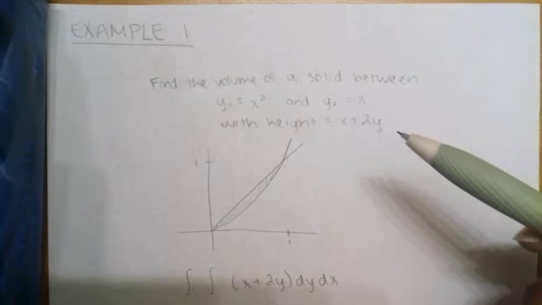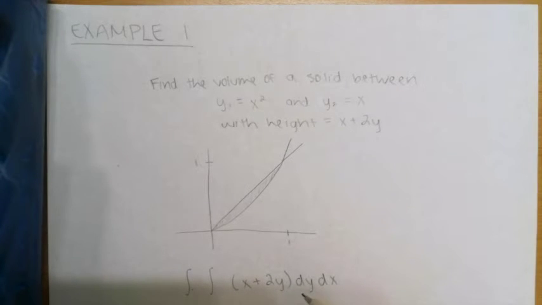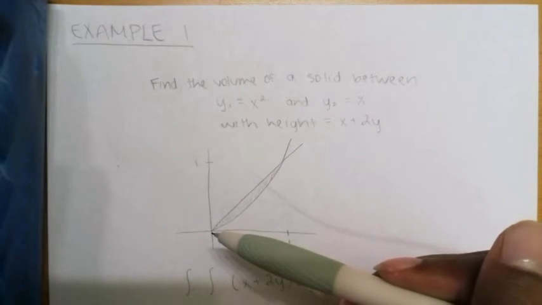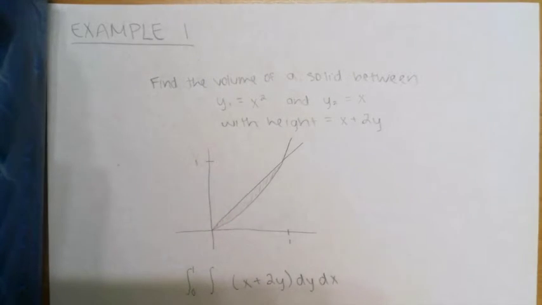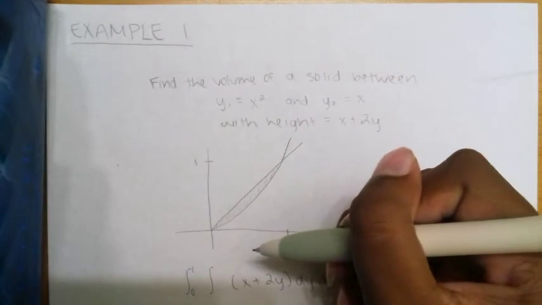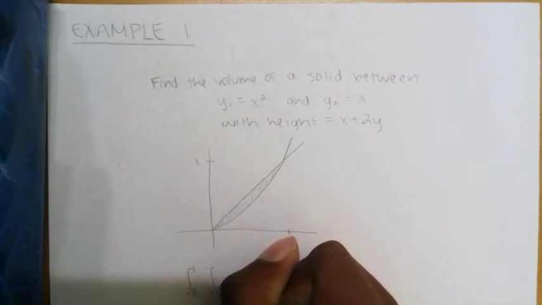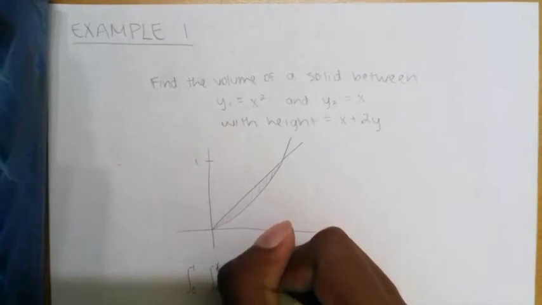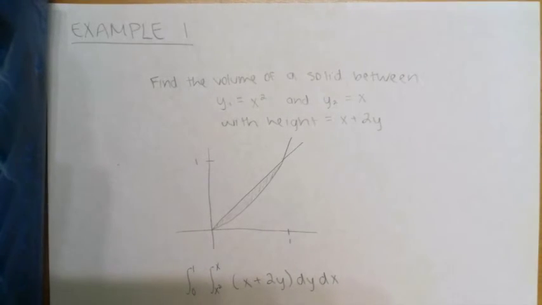So next we have to decide on an order of integration, and I decided to do it in terms of x. So we start moving in, okay, so it's from 0 to 1. So we start moving from the bottom and we hit y equals x squared first. And then we hit y equals x. And we have the height and our dy dx.